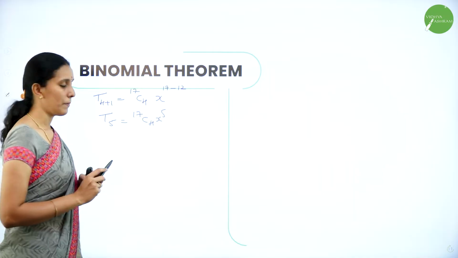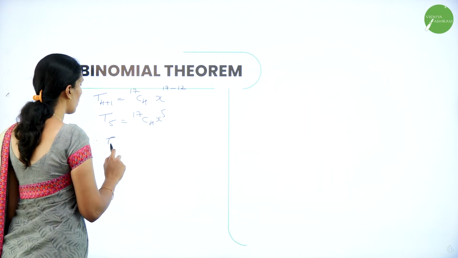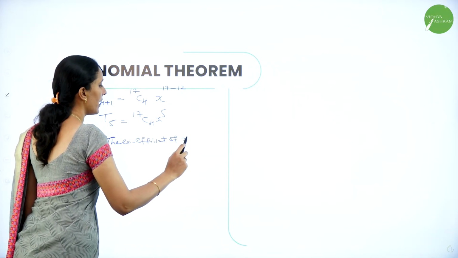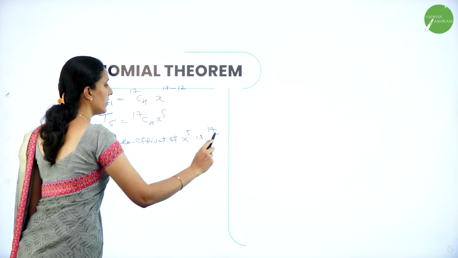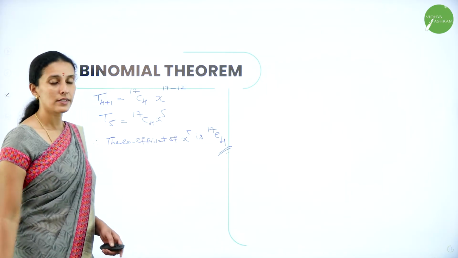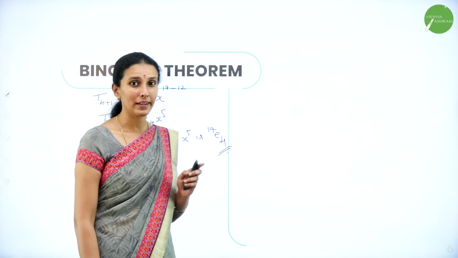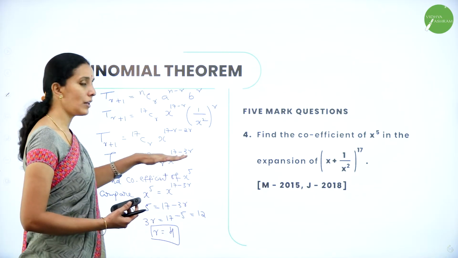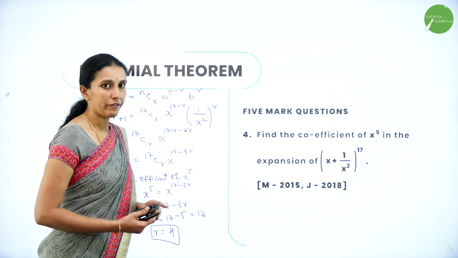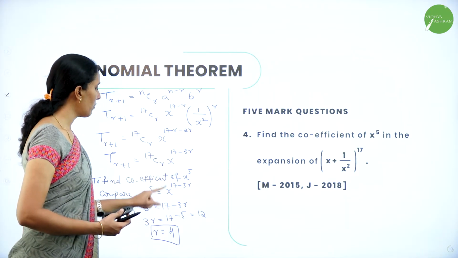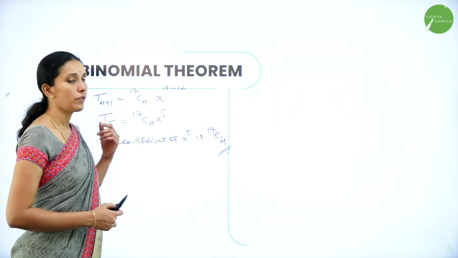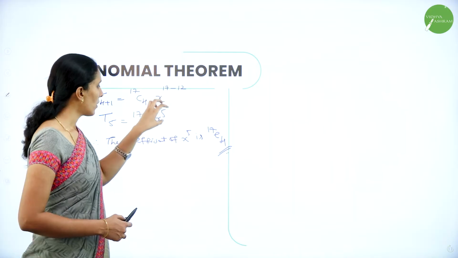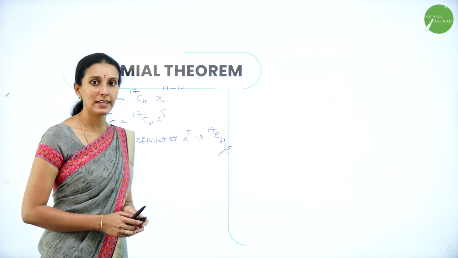Now we have the variable x to the power 5. Therefore, the coefficient of x power 5 is 17C4. So this is the coefficient of the given particular variable. Using the general term, we need to get the general term of the given expansion. Now comparing the variable with the power, we will get the value of r. If you substitute the value of r here, you will get back the same coefficient. So therefore, the coefficient of the variable is 17C4.